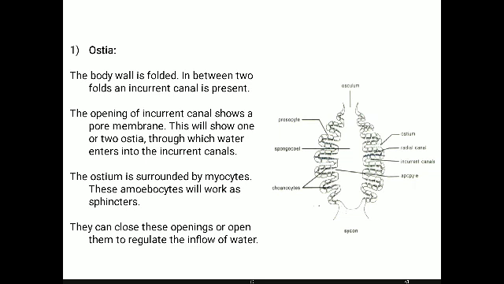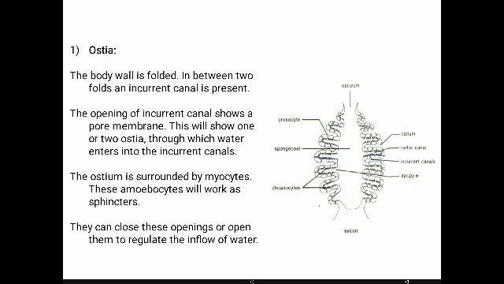Okay, the opening of the incurrent canal shows the pore membrane. So this will show one or two ostia through which water enters into the incurrent canal. The ostium is surrounded by myocytes. These amoebocytes will work as sphincters.